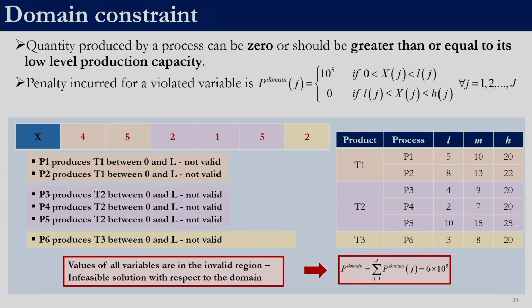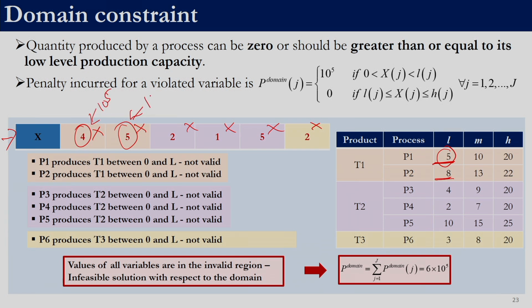This is an example wherein some of the variables violate the domain constraint. For example, let us say we get such a solution from one of the metaheuristic techniques. So, 4 is not allowed because it has to be either 0 or 5 or greater than 5. So, 4 is a problem. Similarly, 5: the low level is 8, so it is less than 8, which is not permissible. Similarly, if you see the rest of the 4 variables, each of them violates the domain constraint. So, each variable incurs a penalty of 10 power 5.